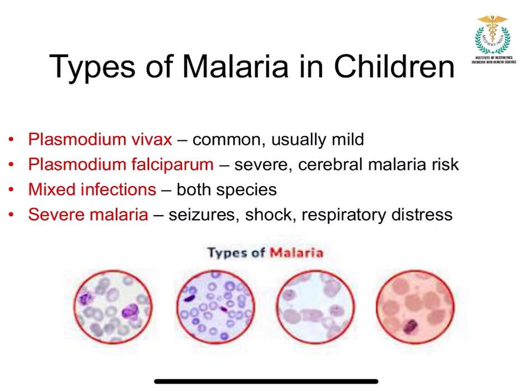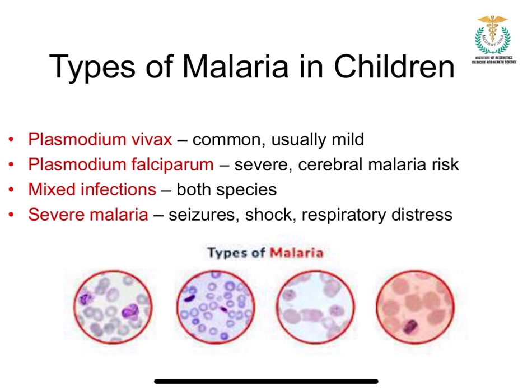Now, let's see. Vivax is the most common infection that occurs, and the symptoms with Plasmodium vivax are relatively lesser. However, Plasmodium falciparum is known to cause severe complicated malaria, and there is also a risk of cerebral malaria with Plasmodium falciparum. There may be a mixed infection where both Plasmodium vivax and falciparum infect the child. It's called a mixed infection, and the symptoms may be very severe.